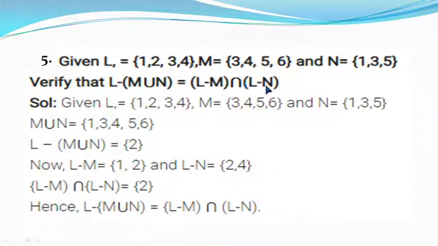Then let's calculate L minus N. What are the common elements in L and N? 1 is common and then 3 is common. So we are left with 2 and 4. Now we have to find out their intersection. Intersection means the common elements. So the common element in these two sets is only one element, which is 2. So left hand side is equal to right hand side.